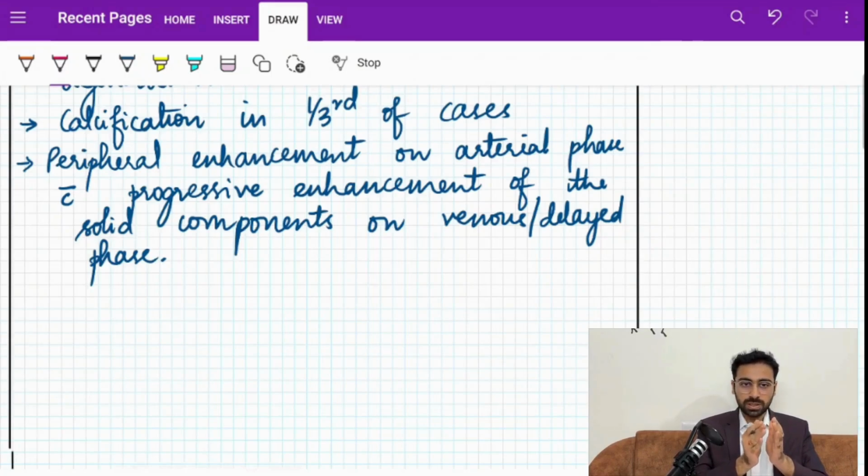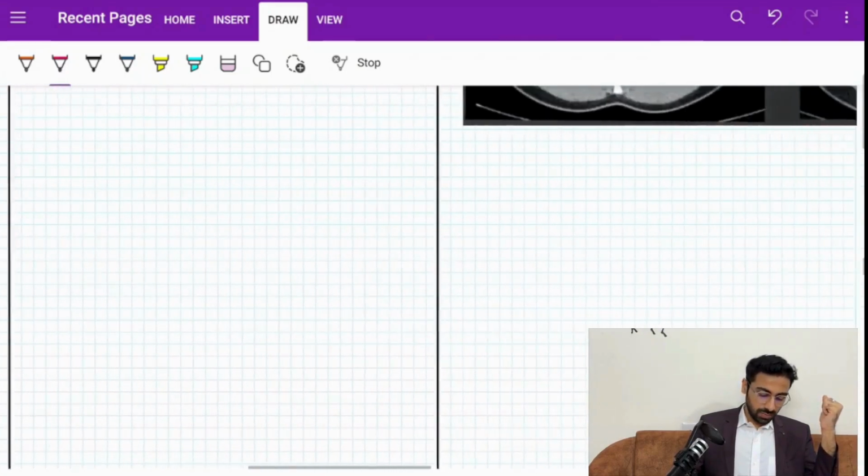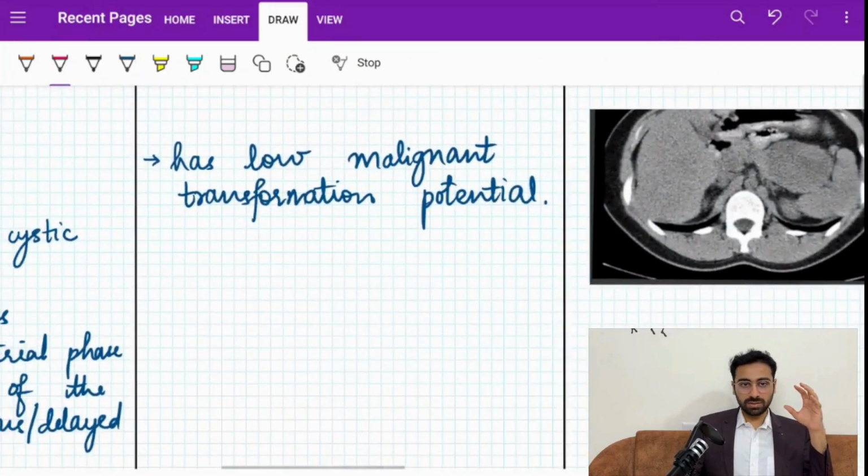What gives the specificity is that there is peripheral enhancement on the arterial phase that progressively fills the lesion in the venous phase. So this should ring a bell that it looks similar to hemangioma in the liver. The imaging characters are similar. It does not look exactly like a hemangioma, but it is described that the peripheral rim enhances first, then slow filling of the solid components in the venous or the delayed phase. We'll see some images. Before that, again, this has low malignant transformation potential.